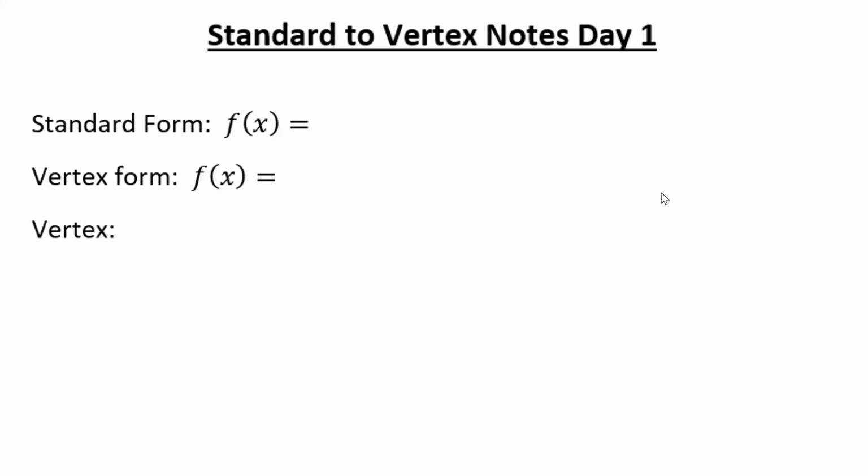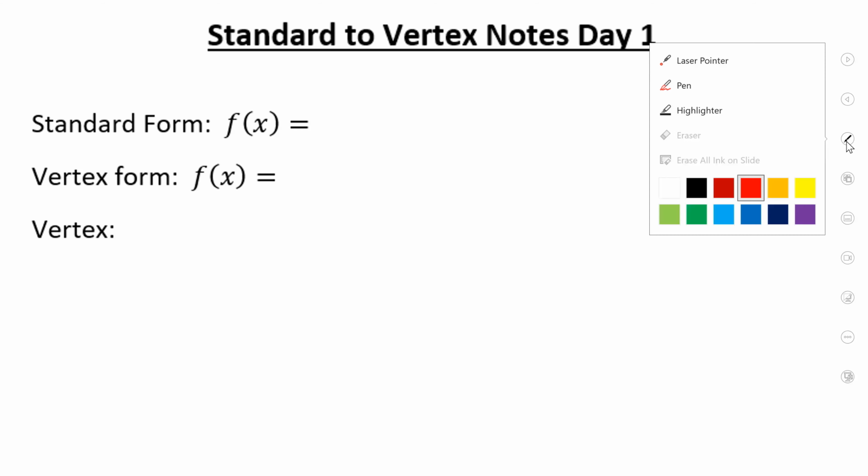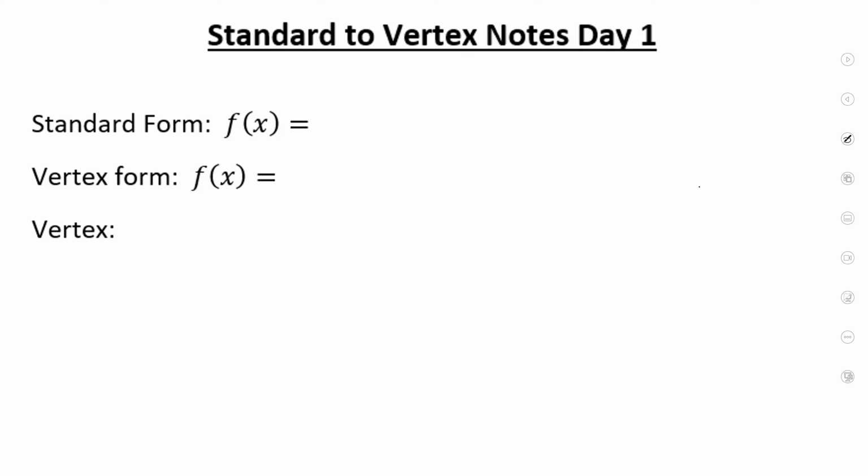So today we're going to go from standard form to vertex form. Guys, do you remember what standard form is? Yes, there we go. AX squared plus BX plus C. That is the standard form.